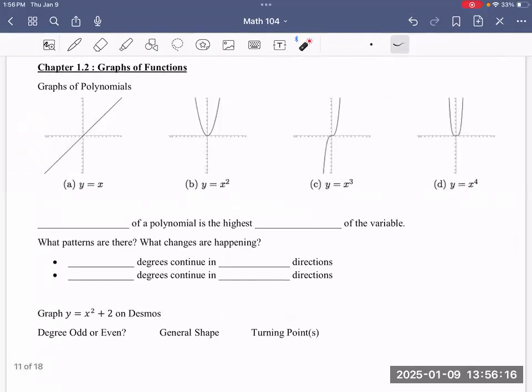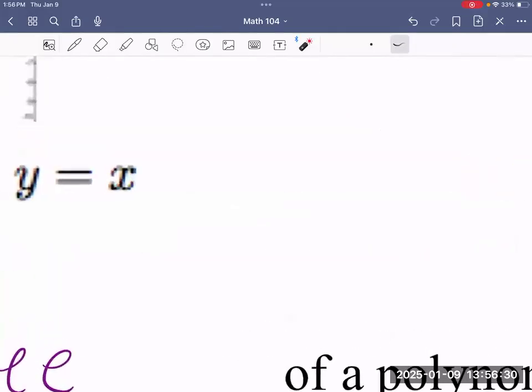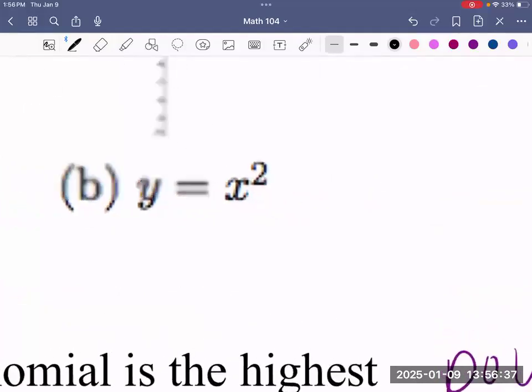So it says the degree of a polynomial is the highest power of our variable. So looking at your variable, x here, if we don't see the degree, what can be assumed? Well, it can be assumed that we have a 1 right here. And then again, our degree here of your polynomial is a 2.